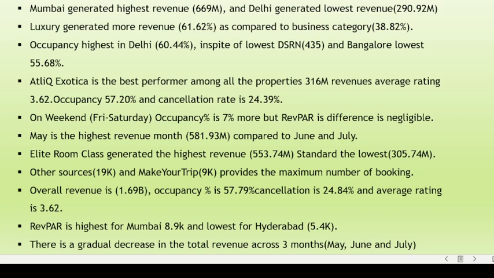Now the overall revenue is 1.69 billion. Occupancy percentage is this, cancellation is this percentage, and average rating is 3.62. RevPAR is highest for Mumbai, that is 8.9K, and lowest for Hyderabad, which is 5.4K. There is a gradual decrease in the total revenue across the three months, May, June, and July. So this was all about the report.